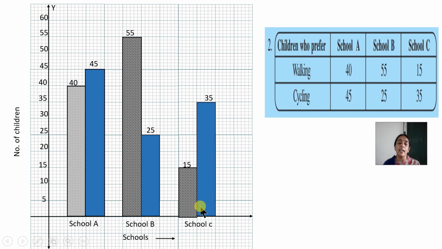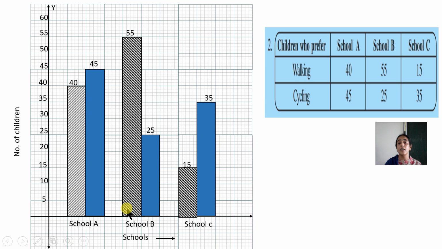Now we start. School A. School A, first we will plot for walking. So see where my cursor goes. 40 students. So I go till 40, go left inside and come back down. That is for walking. Then cycling also 45. So I go from here and then come back down. So this line is common. So to differentiate it, one I have colored it with blue and another one I have drawn lines. So this is the way you differentiate 40 and 45.